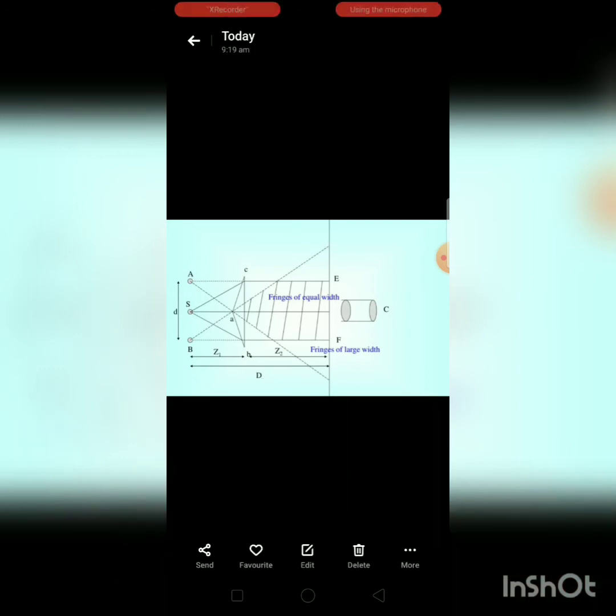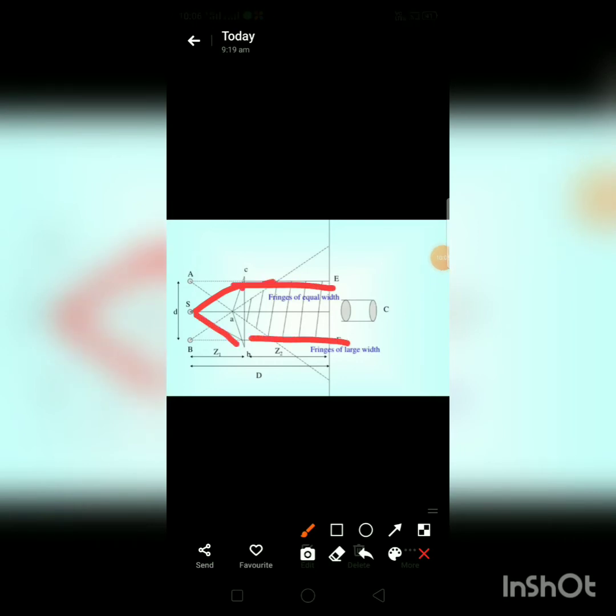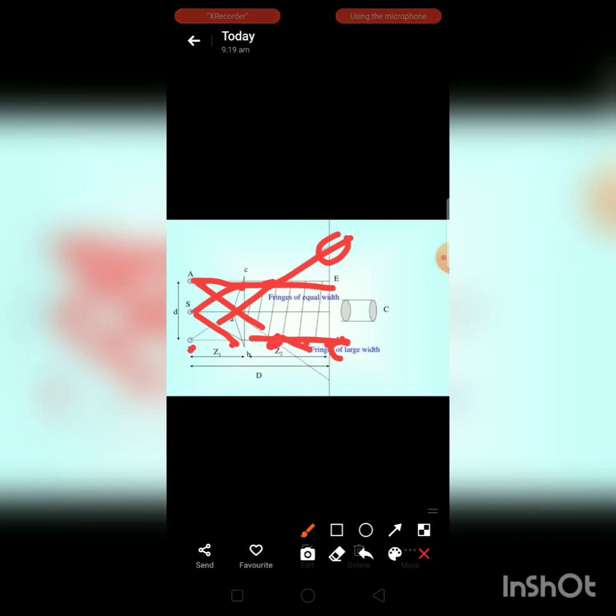Look at the diagram once again. Here light is incident and refracted and extended. Where the light reaches, I extend it here and here also. When they interfere here, they form bright and dark fringes on the screen. So you have to find the fringe width with the help of the biprism.